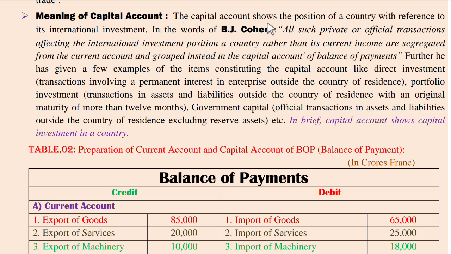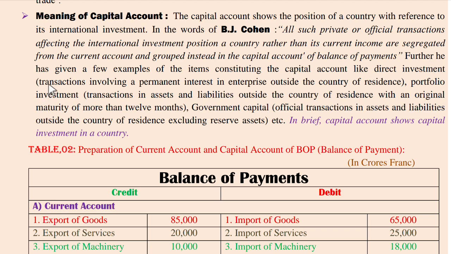The capital account shows the position of a country with reference to its international investment. In the words of B.J. Cohen, all such private or official transactions affecting the international investment position of a country rather than its current income are segregated from the current account and grouped instead in the capital account of balance of payments.